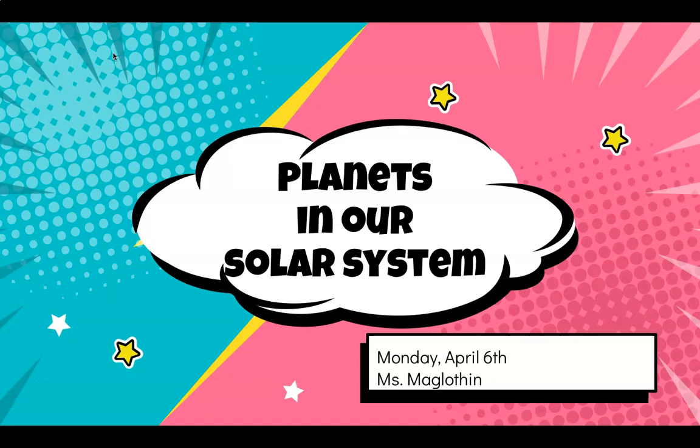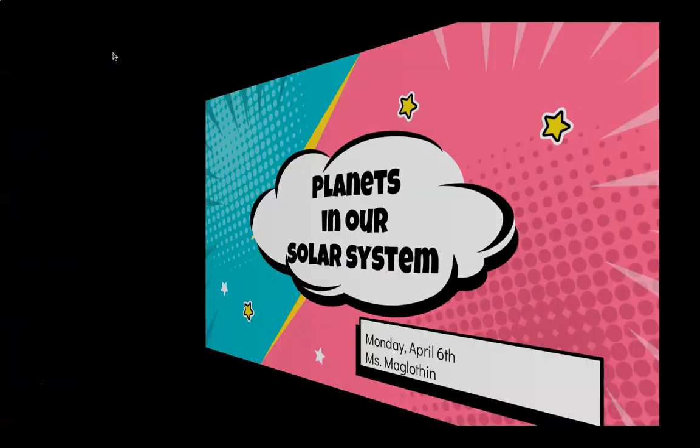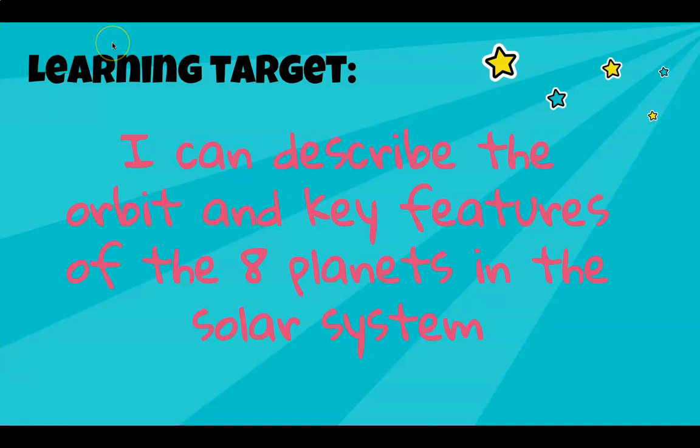So I hope you guys had an okay spring break. I know we're stuck at home, but today we're going to be learning about the planets in our solar system. We're going to talk about each of the 8 planets, some cool facts and information about them, and then we'll talk about dwarf planets a little bit as well. So our learning target for today: I can describe the orbit and key features of the 8 planets.